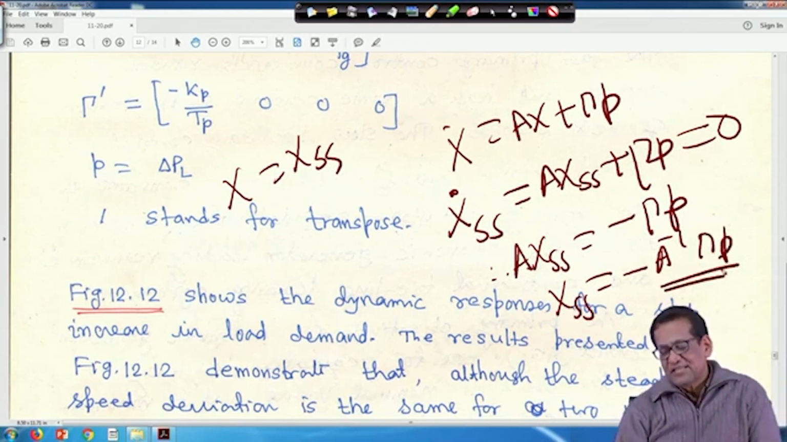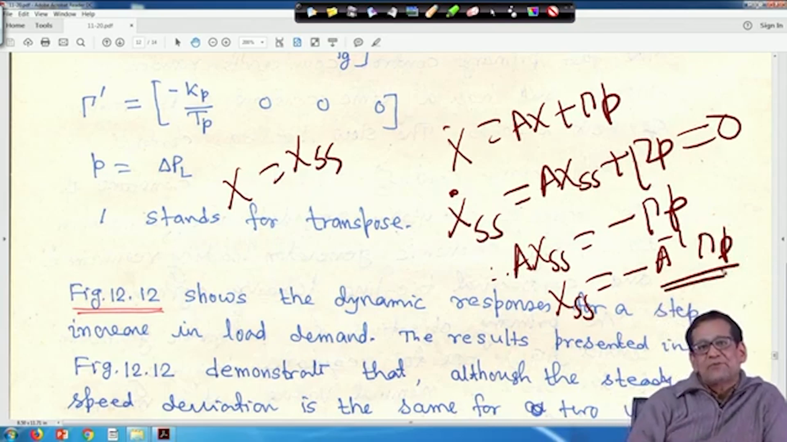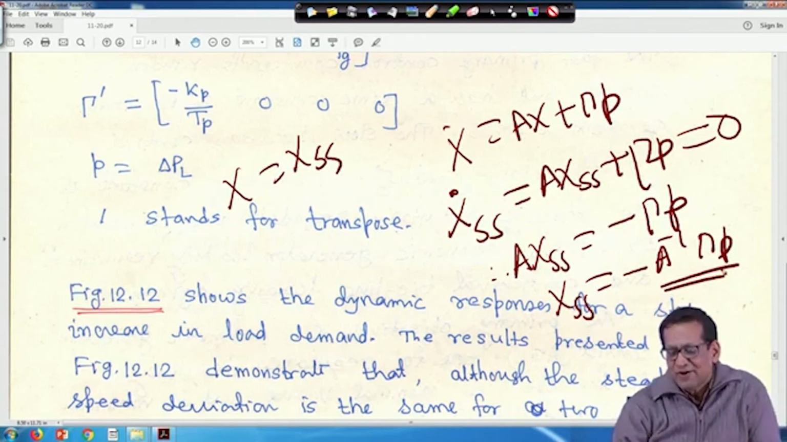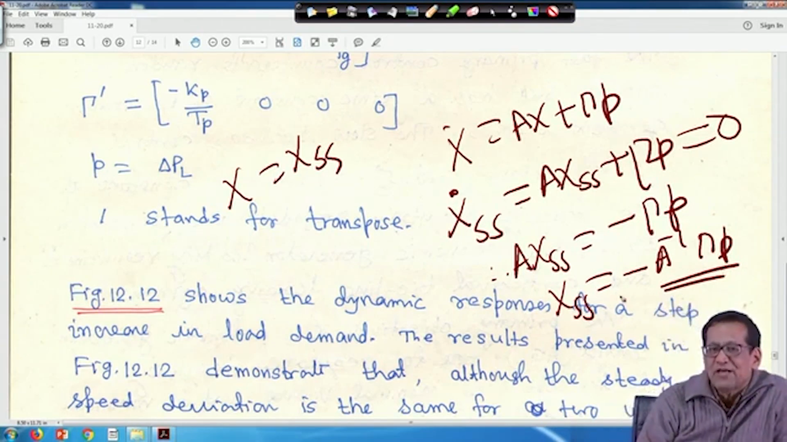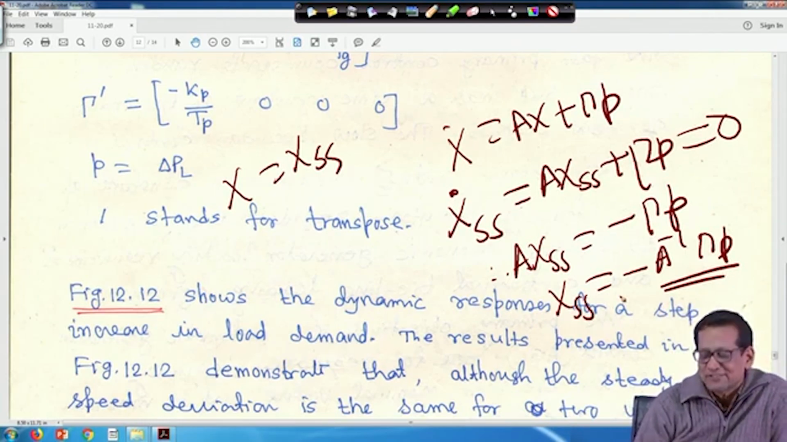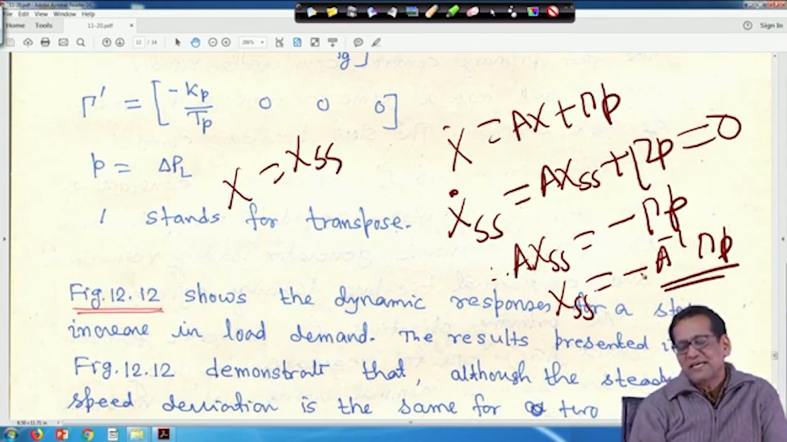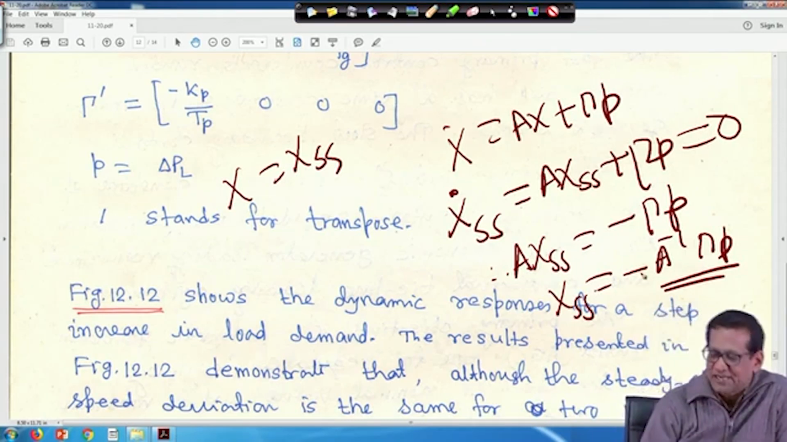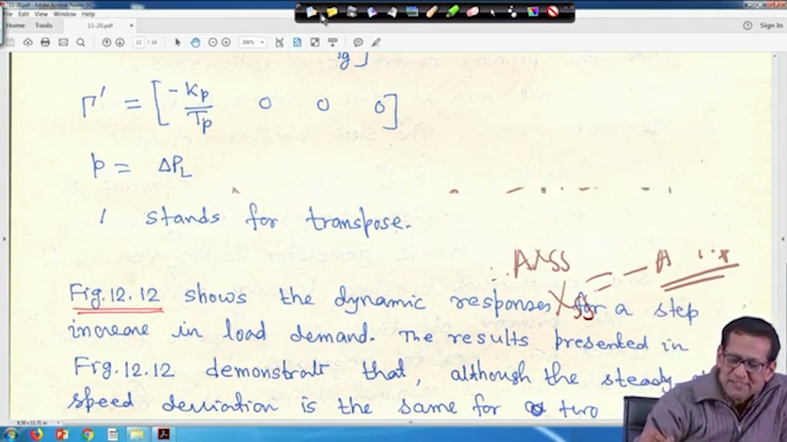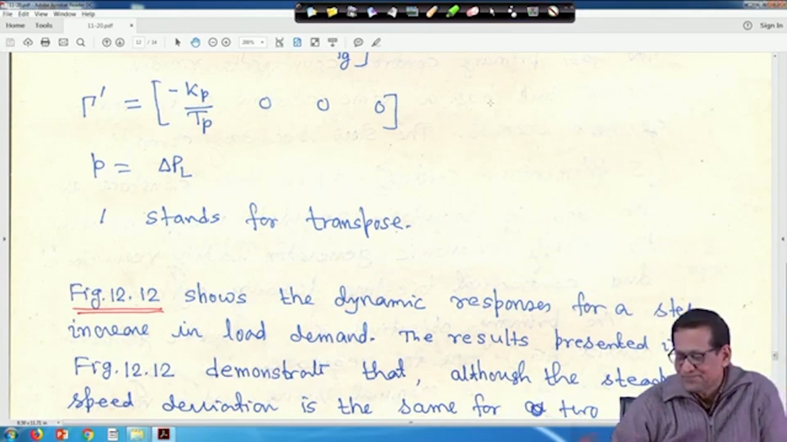That means if A inverse exists for any system, then the steady state value of all the state variables will be known. So simply, if you put it in MATLAB, and if A inverse exists for the system, then the steady state values of x1, x2, x3, x4, n number of state variables, all can be computed using this formula, x_ss is equal to minus A inverse gamma p. So this is the way we can do it.